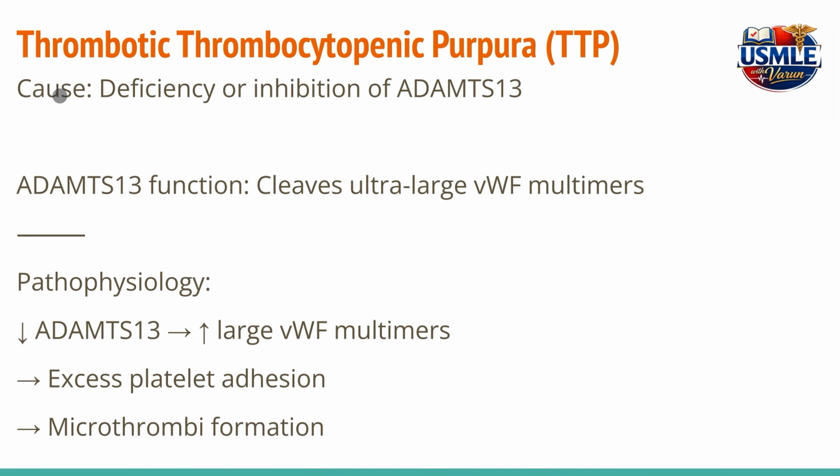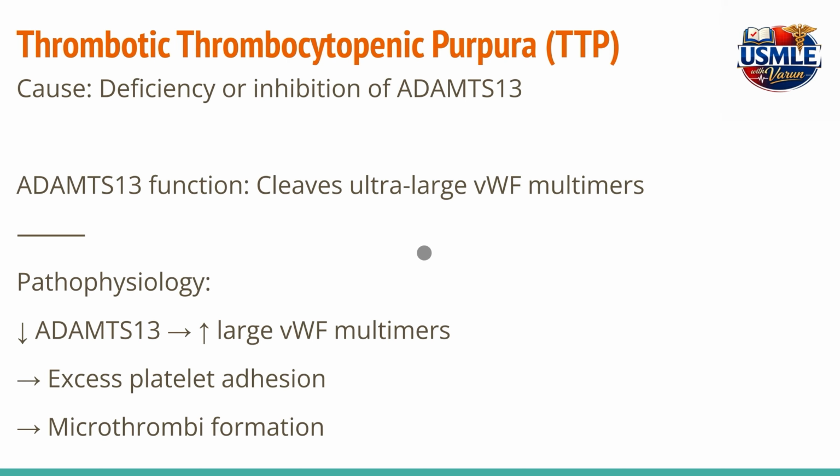Now let's discuss thrombotic thrombocytopenic purpura or TTP. This TTP is caused by a deficiency or inhibition of a protein called ADAMTS13. So this ADAMTS13 is nothing but a metalloprotease. This metalloprotease's function is to cleave ultra large von Willebrand factor multimers. So whenever there's deficiency of this ADAMTS13, there is deficiency of a protease which breaks down these multimers into fragments.